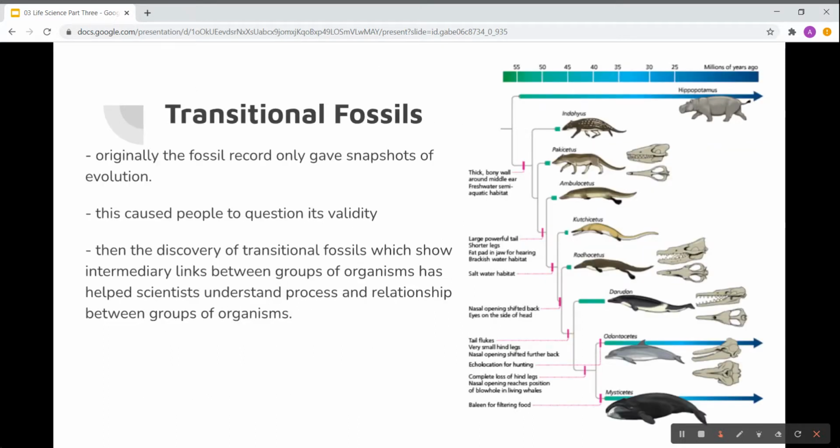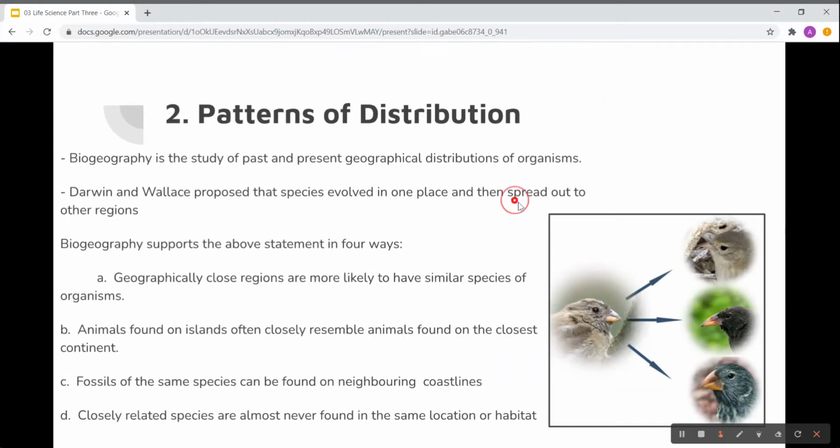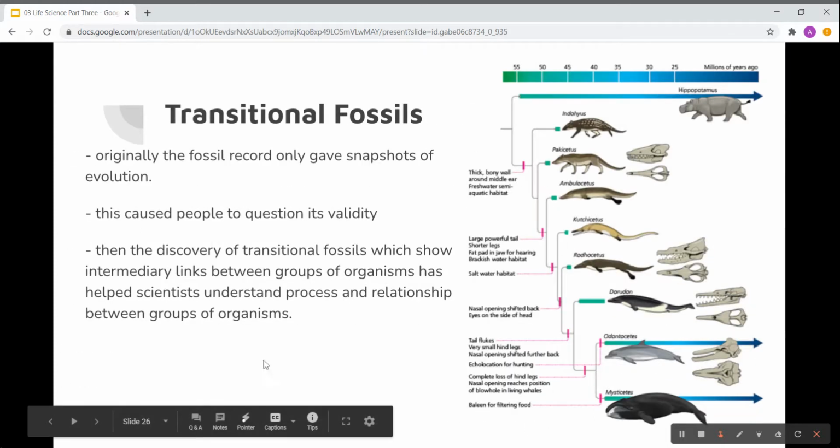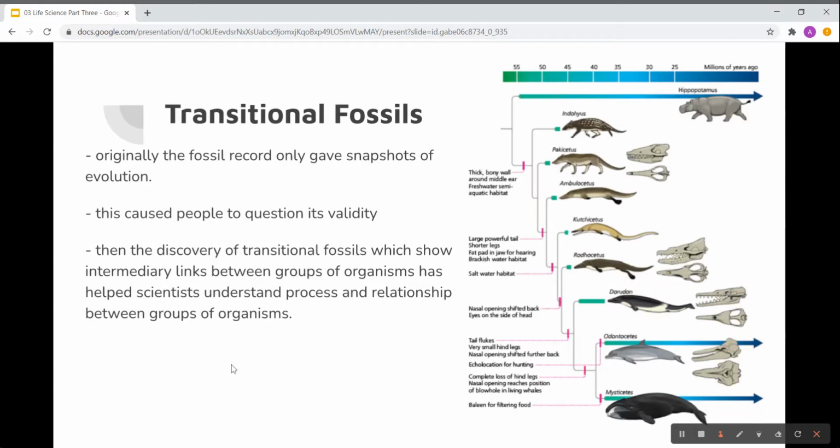And something called transitional fossils. The fossil record only gave a snapshot of evolution. It didn't really show us what was happening, and it caused people to question the validity of it. But the discovery of transitional fossils helped us show the links between groups of organisms. It helped us understand the process and relationship between groups of organisms.